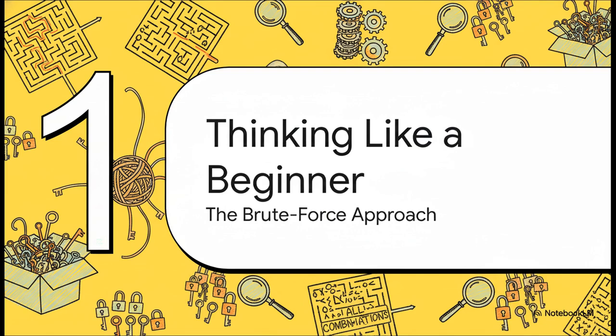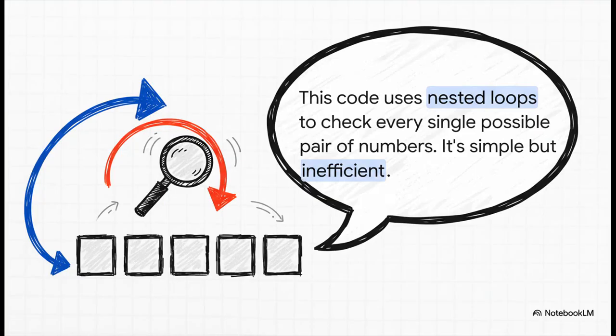So let's start where pretty much everyone starts, the most direct, straightforward way you can think of. We're just going to check every single possible pair of numbers until we find one that works. This is what we call the brute force approach. And this is what that thinking looks like as code.